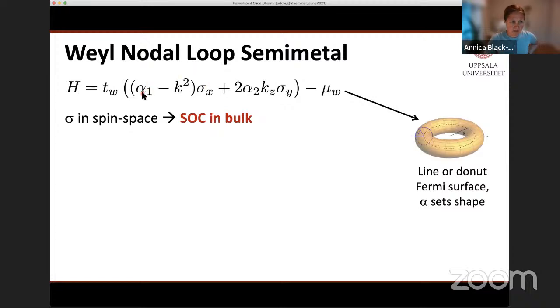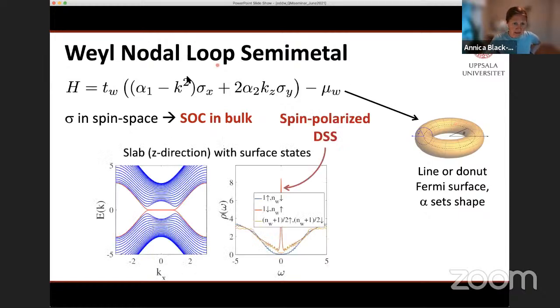So T is just the overall energy scale. Alpha sets the shape of your loop. If alpha 1 is equal to alpha 2, it's a circle. Then you can also dope the material with some chemical potential, and that will simply decide whether you have a loop, or whether the loop gets inflated to a donut. So for example, if you don't fine tune exactly to zero filling, you get a donut from the surface instead.